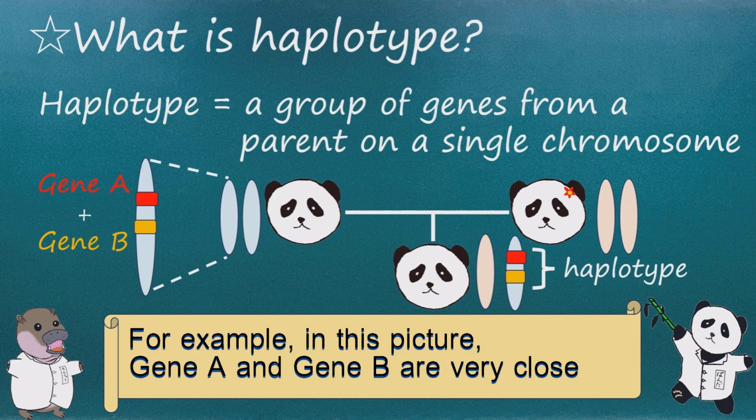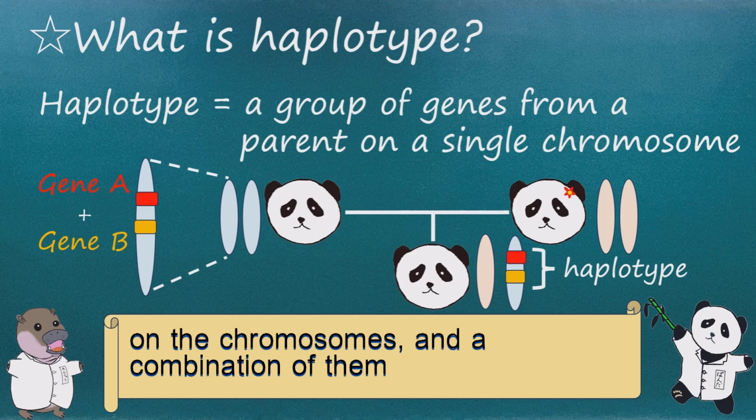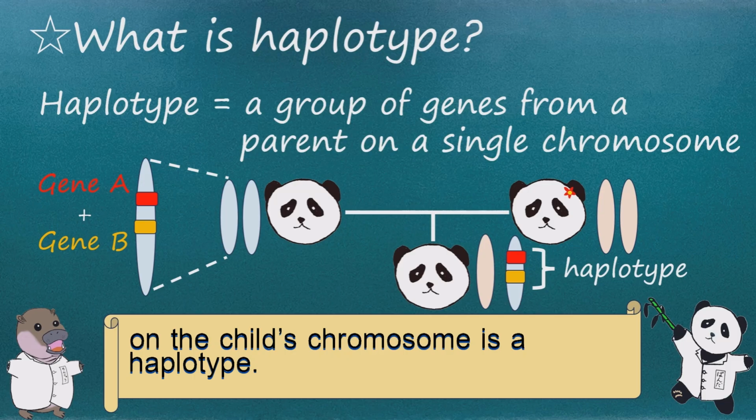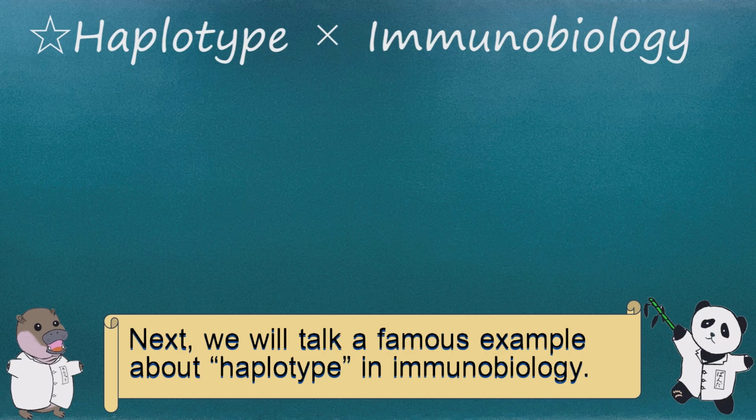For example, in this picture, gene A and gene B are very close on the chromosomes, and a combination of them on the child's chromosome is a haplotype. Next, we will talk about a famous example of haplotype in immunobiology.